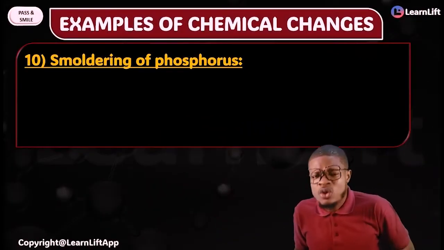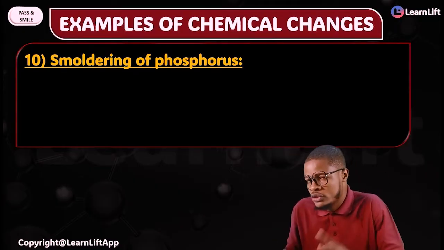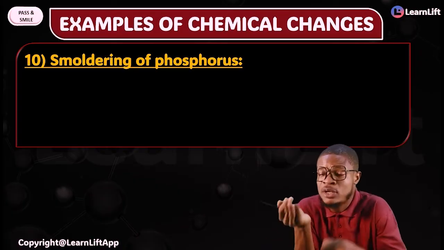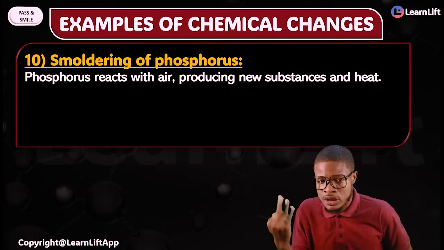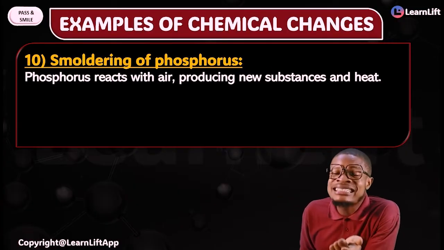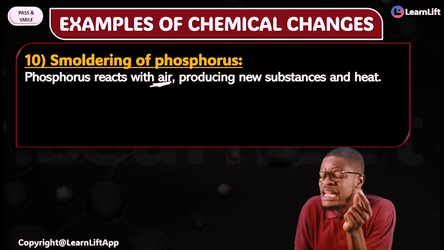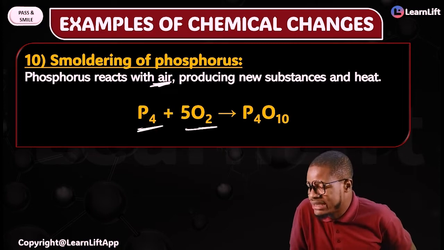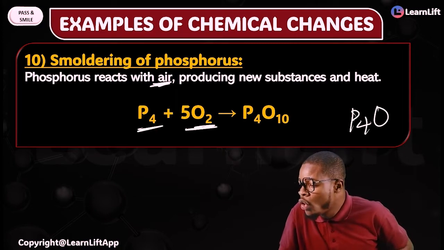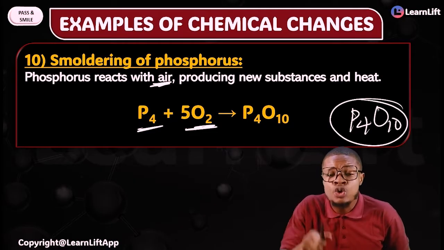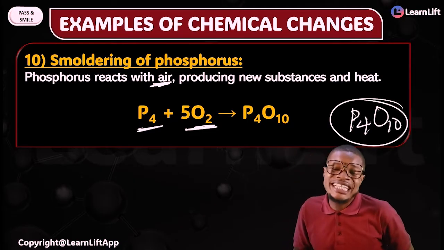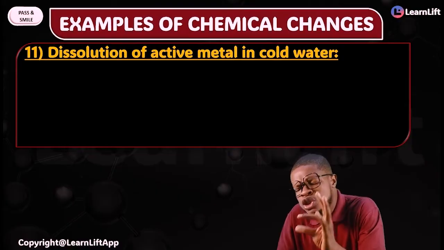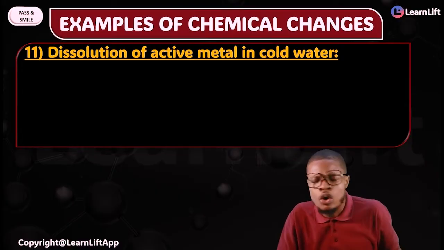Number 10 is what is called the smoldering of phosphorus. Follow me from here. Anytime they ask about smoldering of phosphorus in exams, people always fail it because they don't know what it means. What do we refer to? Phosphorus has the ability to react with air, and then it will produce a new substance and heat. And how does that occur? Phosphorus reacts with oxygen to give P4O10 at the end of the day. Please, is the smoldering of phosphorus a physical change or a chemical change? Chemical change.